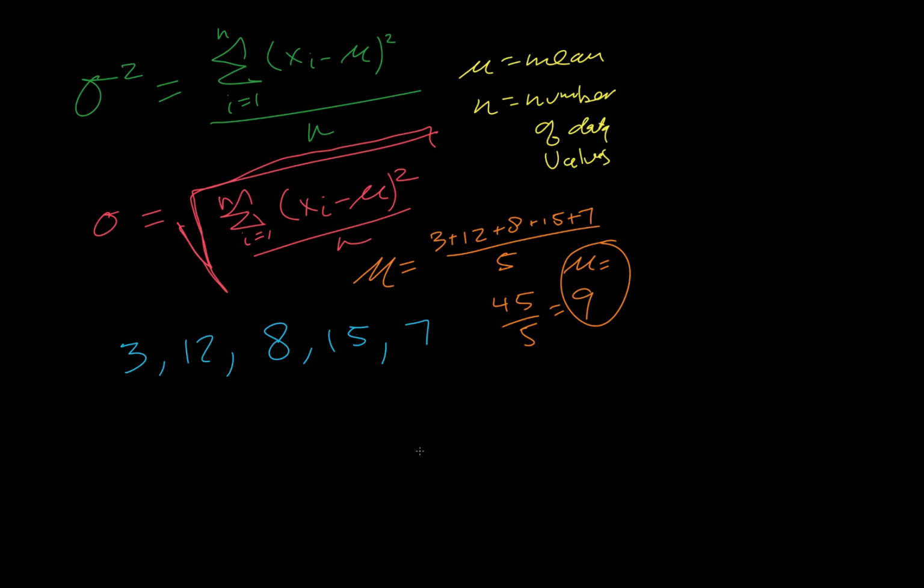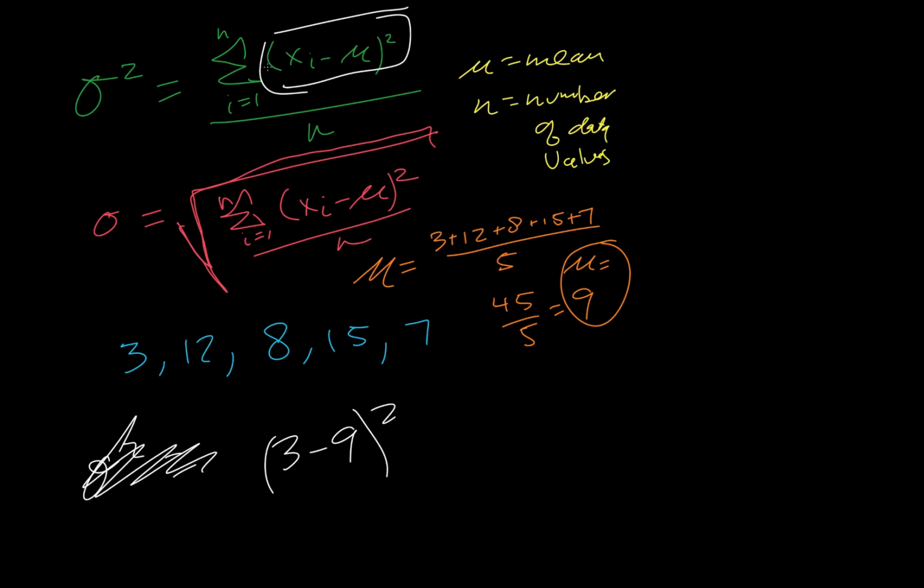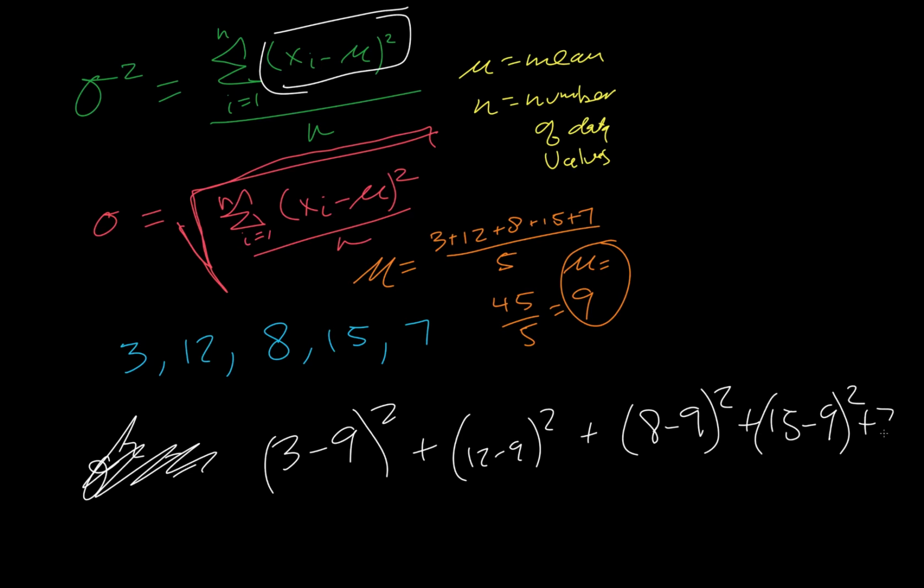Okay, so let's find the variance first. So we'll do sigma squared equals. Now, I'm only going to focus on the top of this first. So we're going to take each data point and then subtract the mean and then square it. I'm not going to actually do that part yet. So we're just going to say 3 minus 9 squared. And then this symbol means to add it together, so I'm going to put a plus sign. And then we get 12 minus 9 squared. Then 8 minus 9 squared. 15 minus 9 squared. And then 7 minus 9 squared.